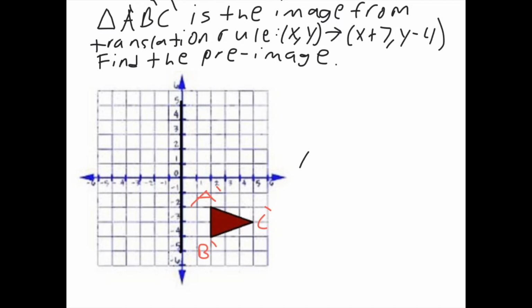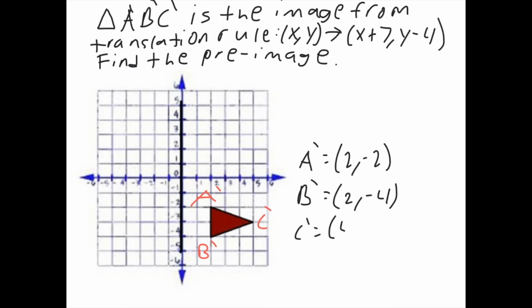So we see that A prime is the point 2, negative 2. B prime is the point 2, negative 4. And C prime is the point 5, negative 3. So using that and the translation rule, we want to find what the original pre-image was. So we want to find what was A, what was B, and what was C.